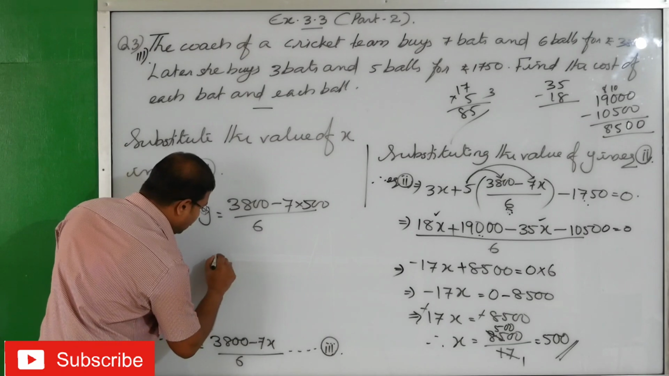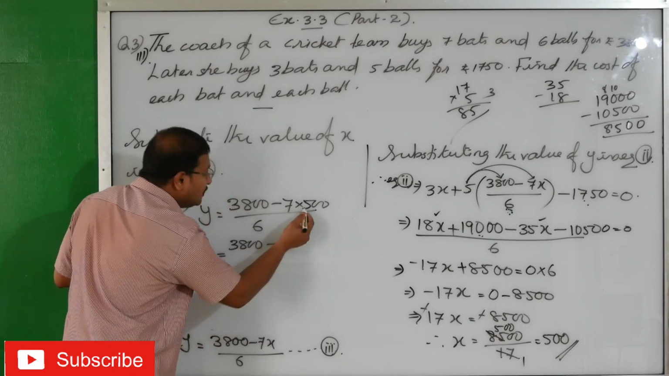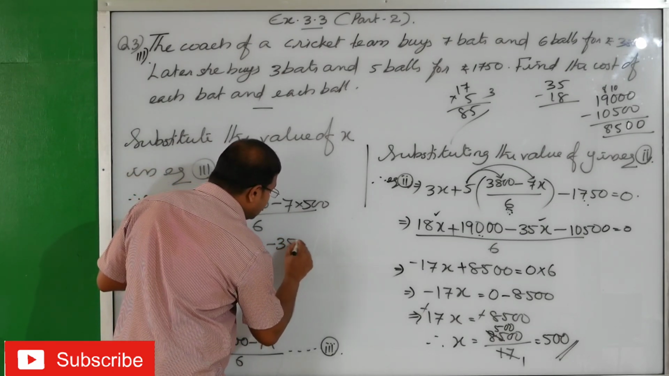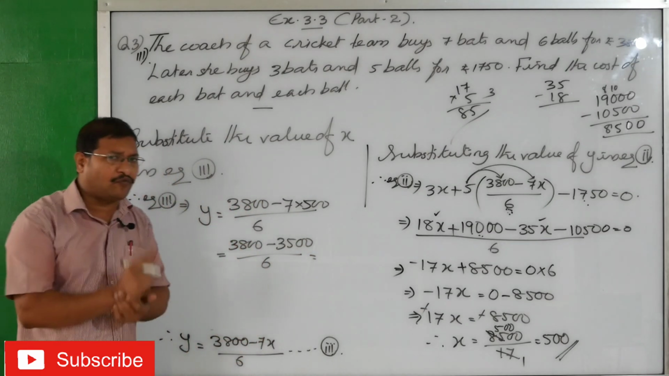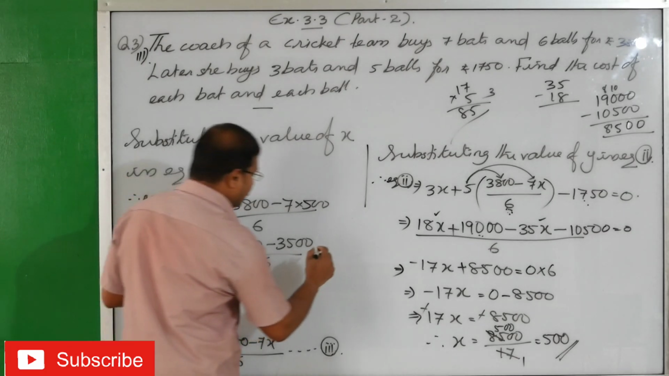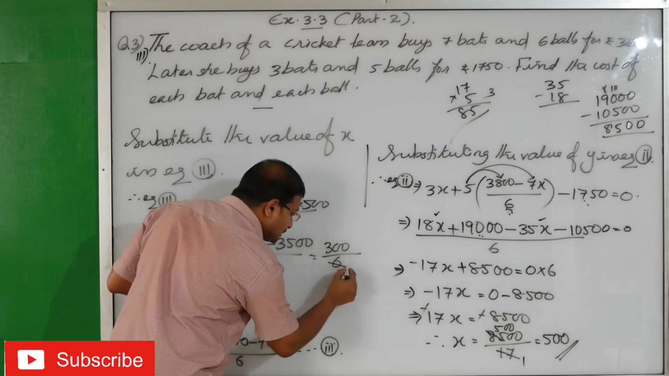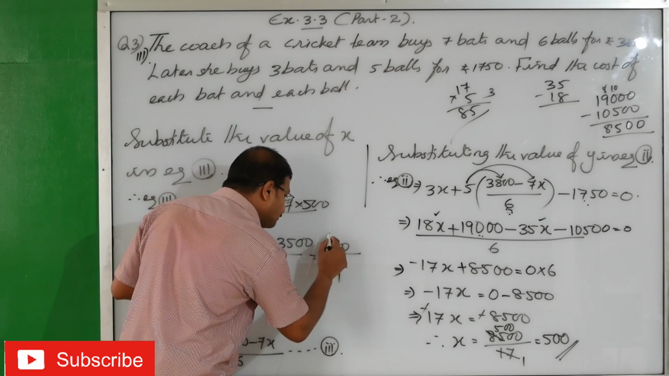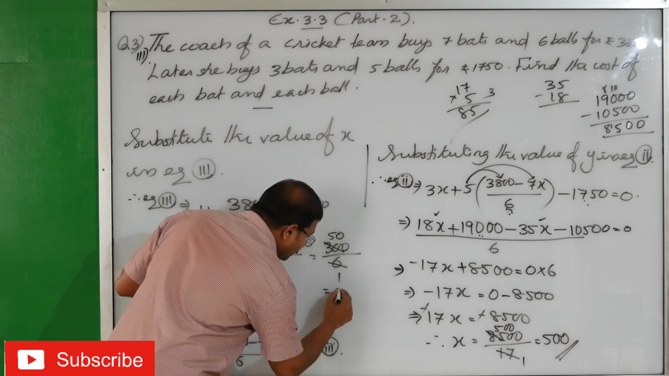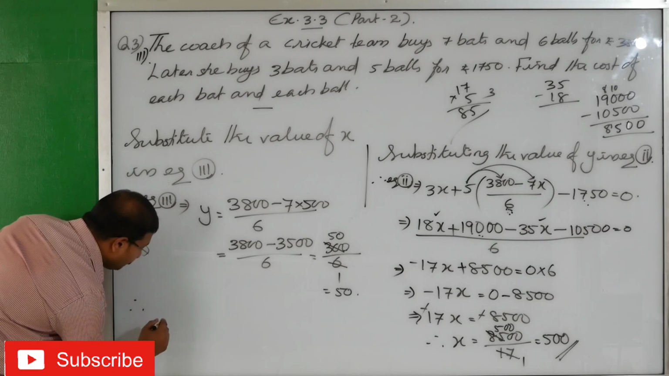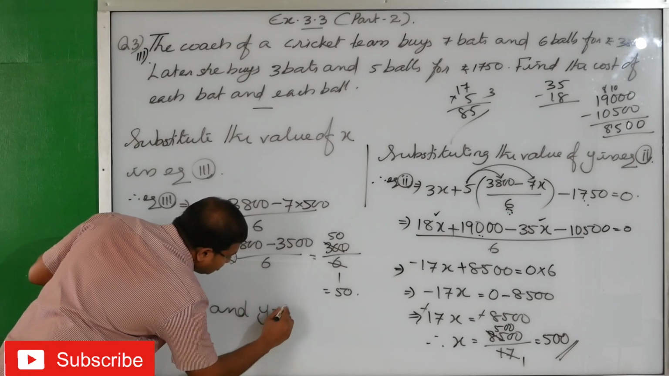divided by 6 equals 3800 minus 7 5s are 35. After that, two more zeros, divided by 6 equals 3800 minus 3500. How much you'll get? Yes, 300. 300 divided by 6. I will cancel by 6. 6 ones are 6. 6 5s are 30. Then this 0 will bring upside. That means we got 50. Therefore, x equals 500 and y equals 50.